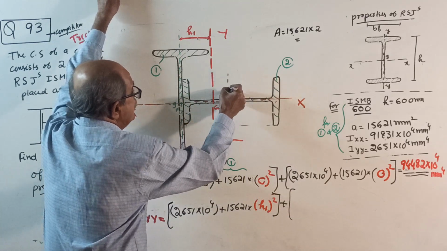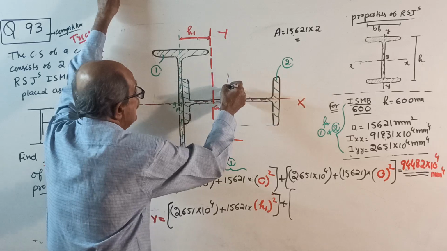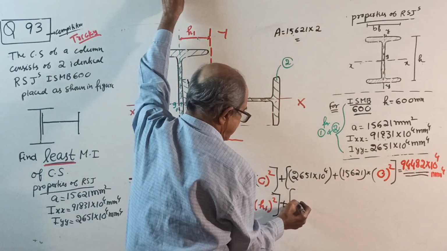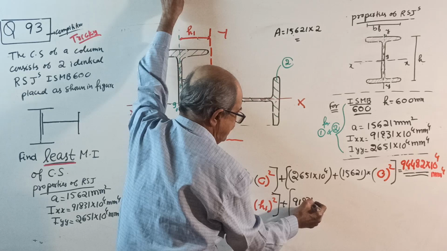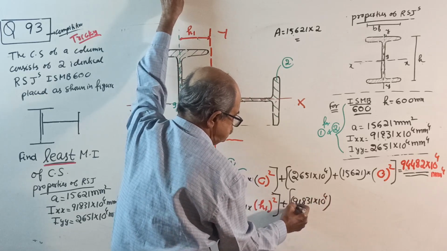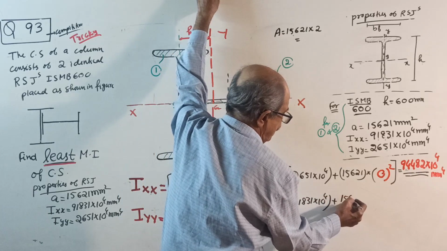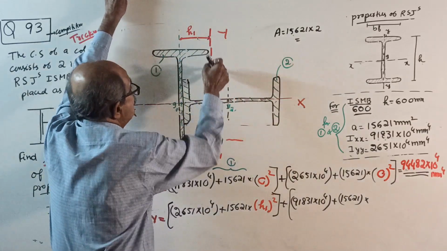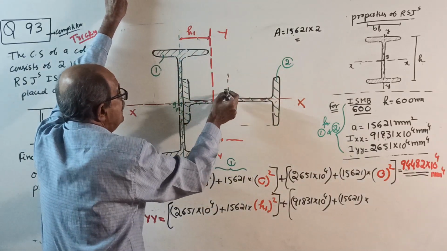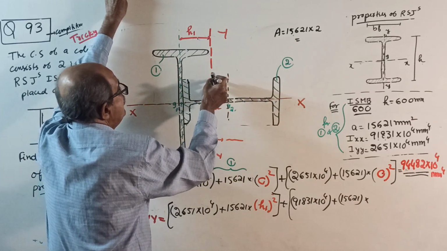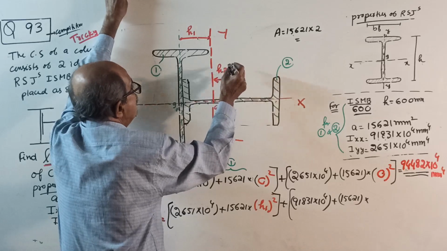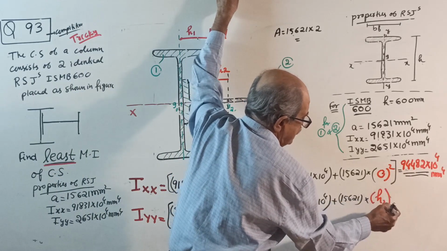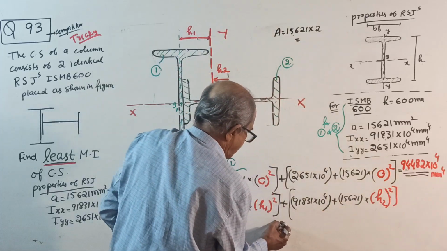Plus, come here. I about its own centroidal axis parallel to YY. This axis is this axis. That is 91831 × 10^4 plus area 15621 into the distance from centroid G2 to this axis. From here to here, this distance, let it be H2, into H2 squared. Over.